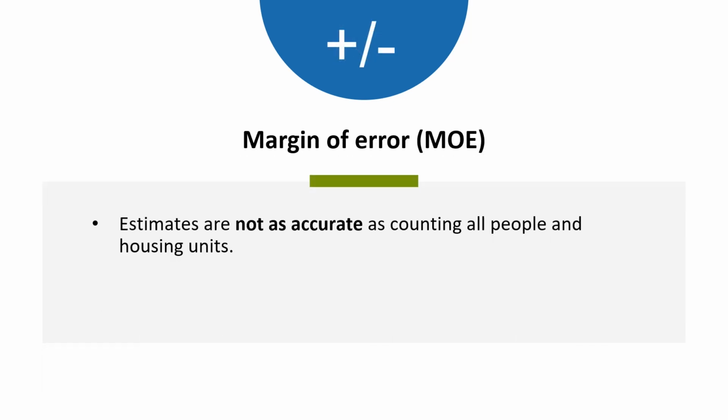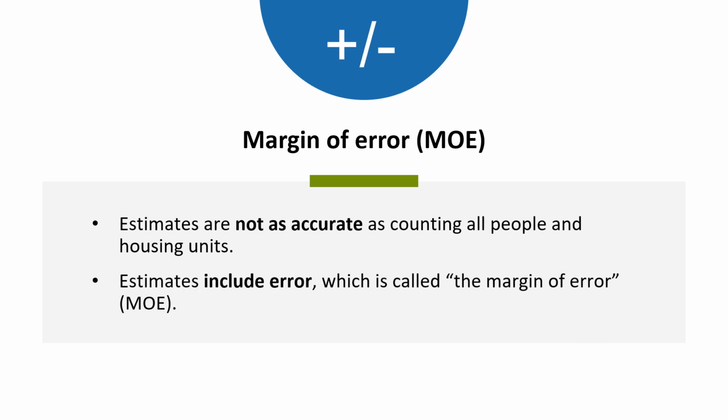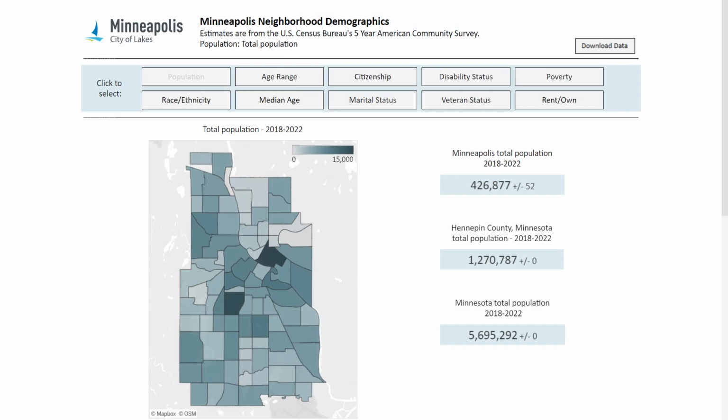Estimates are not as accurate as counting all people and housing units. Instead, estimates include error, which is called the margin of error, or MOE for short. This error is included in the dashboard data, so let's take a look at an example. Here we have the population page open, and as an example, we'll hover over the Shingle Creek neighborhood.